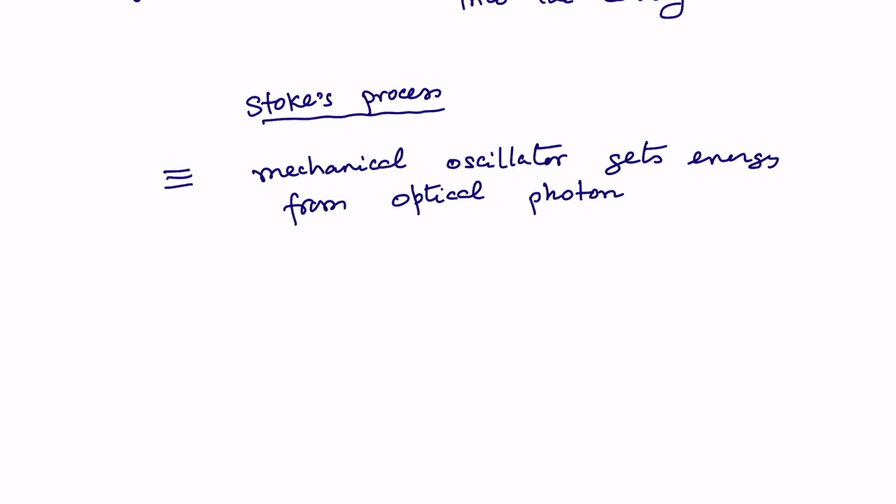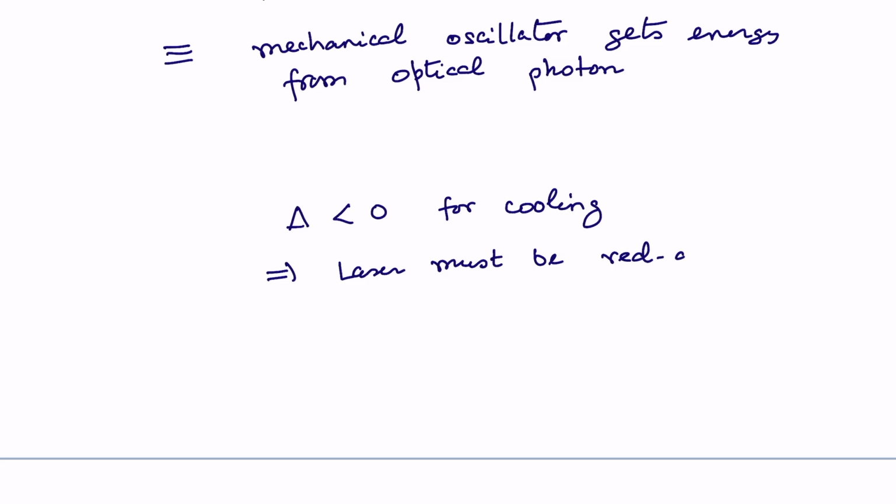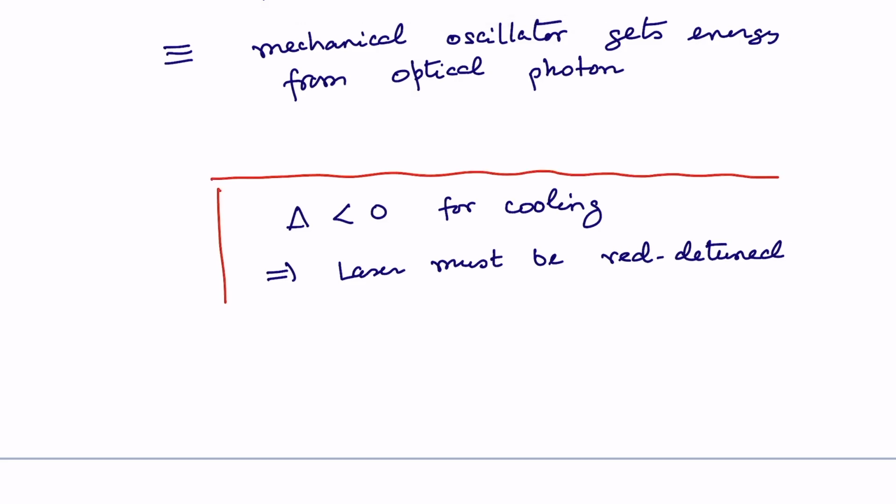And also you see that to have a dominant anti-Stokes process so that we can cool the mechanical oscillator, the laser needs to be red detuned. That means we must have delta less than 0 for cooling, and this you should all remember. In other words, the laser must be red detuned. If the laser is blue detuned, then the mechanical oscillator gets heated up. If the laser is red detuned, then the mechanical oscillator cools down.